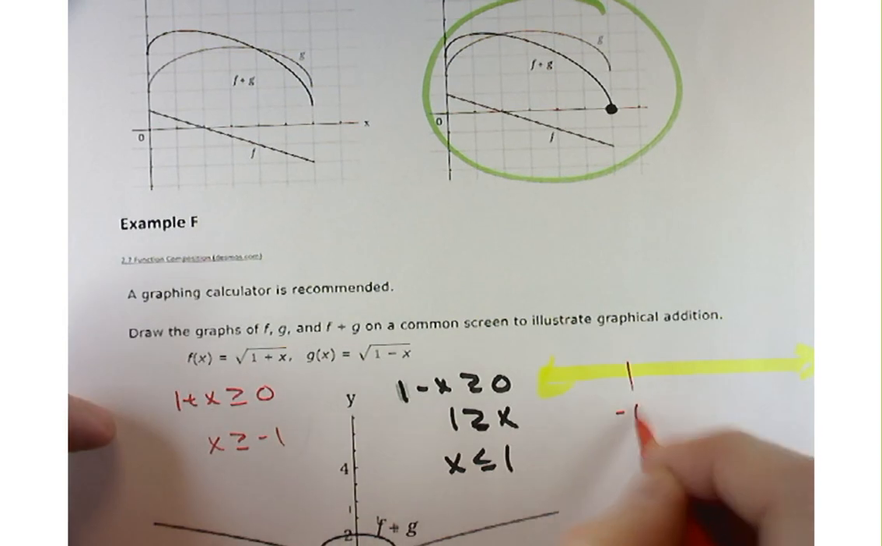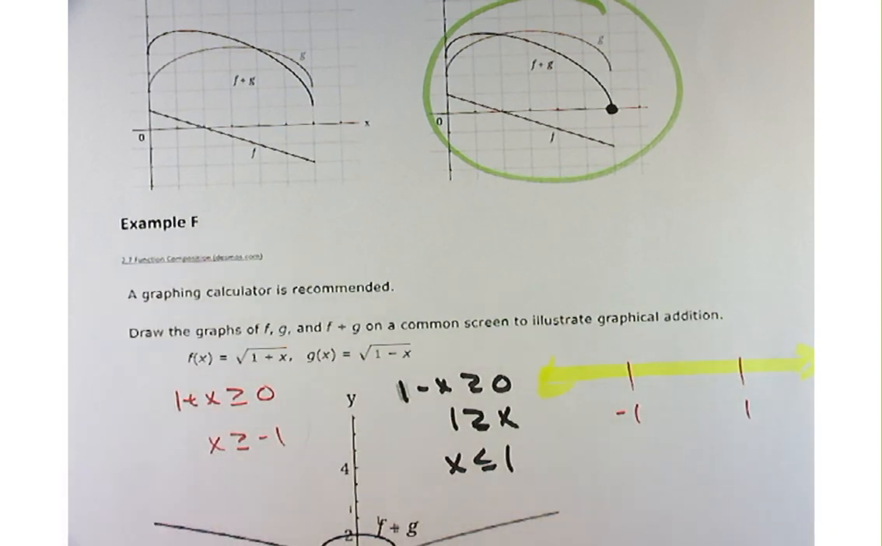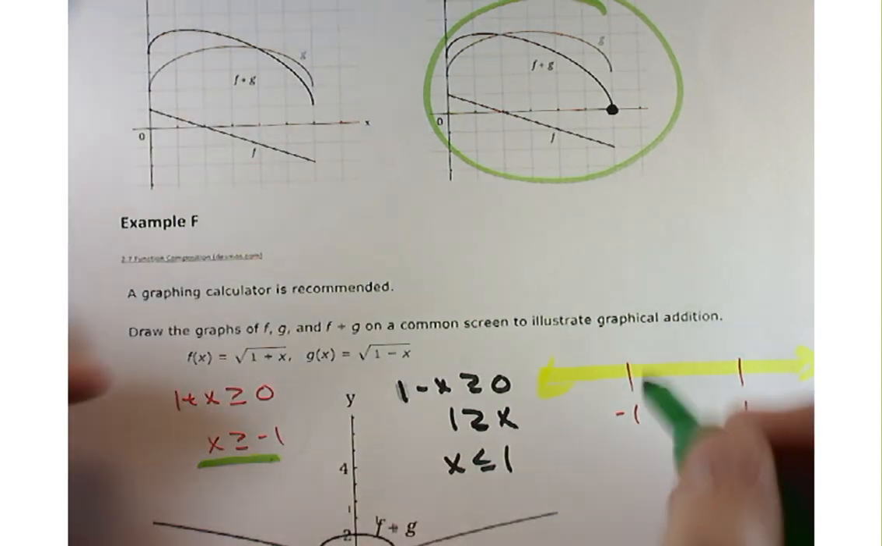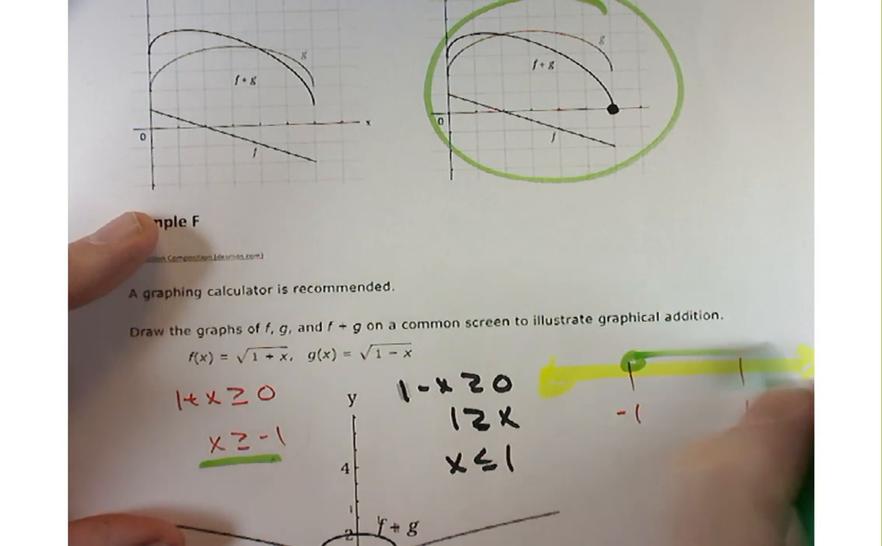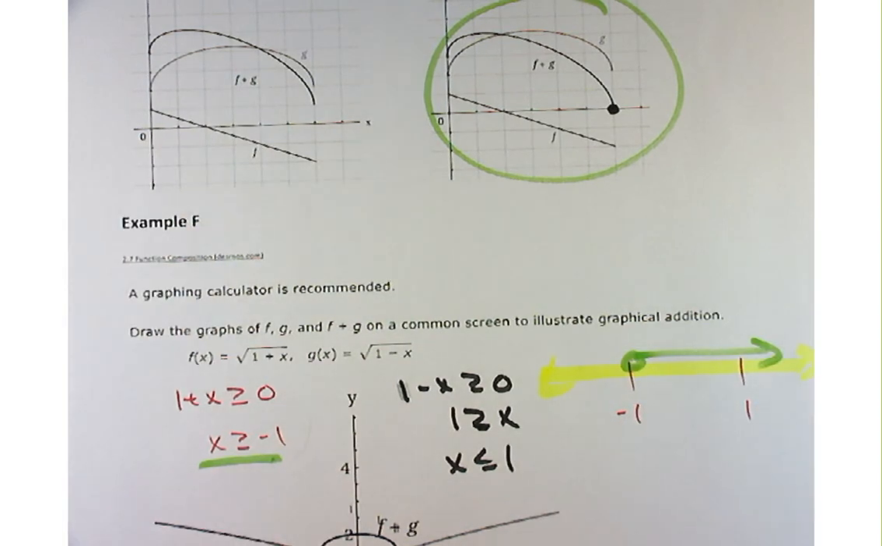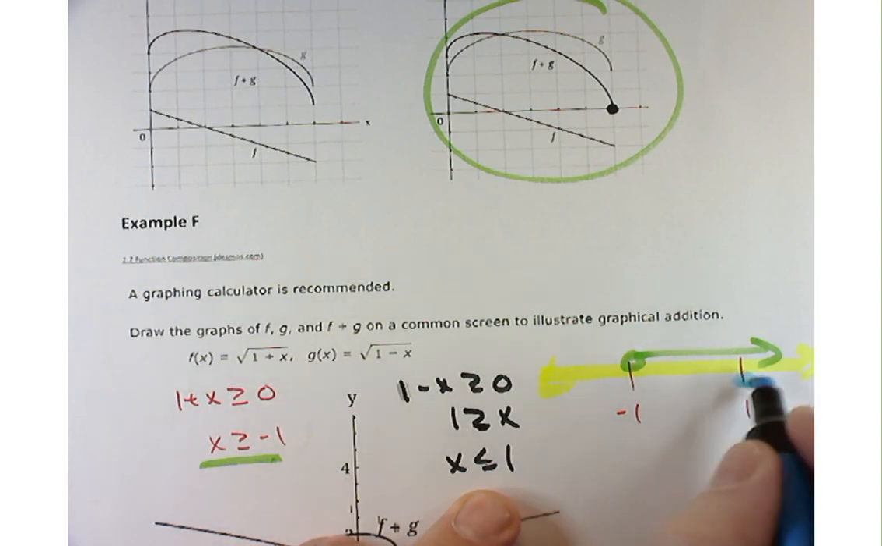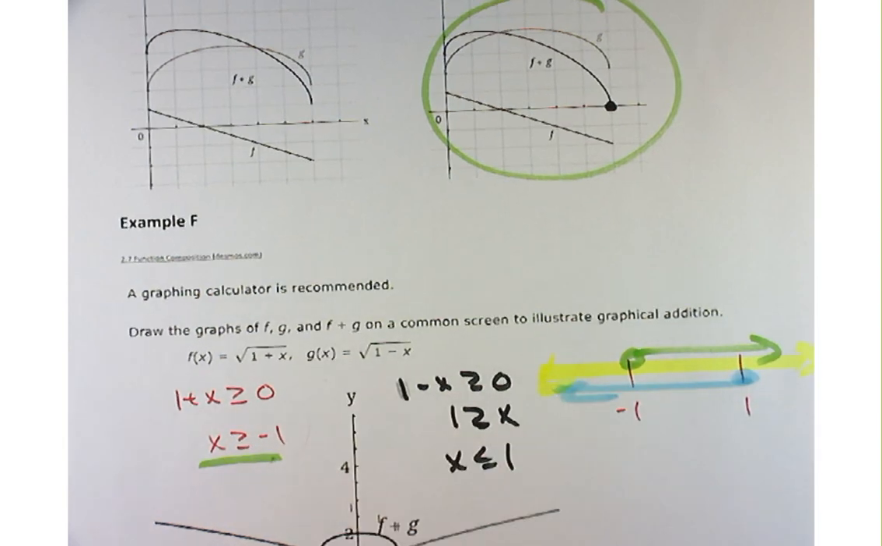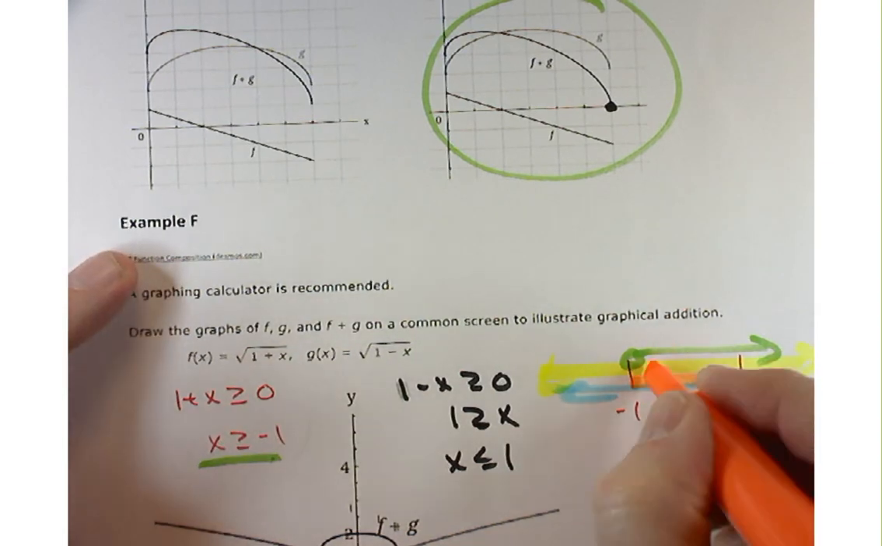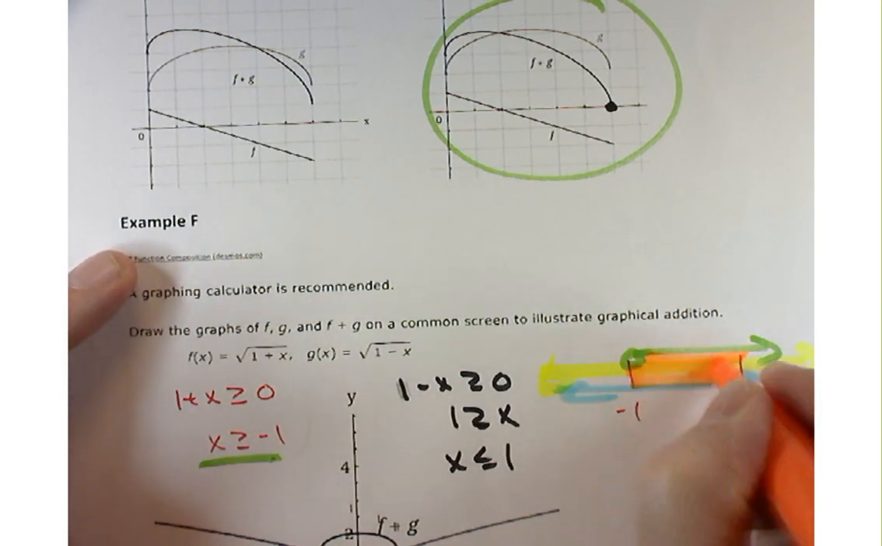-1 and 1. So for the first inequality, I've got everything greater than or equal to -1, so that's going to be up here. For the second inequality, I've got everything less than or equal to 1, so that's going to be down here. And they overlap at this region right here in the middle. So that's where they overlap.